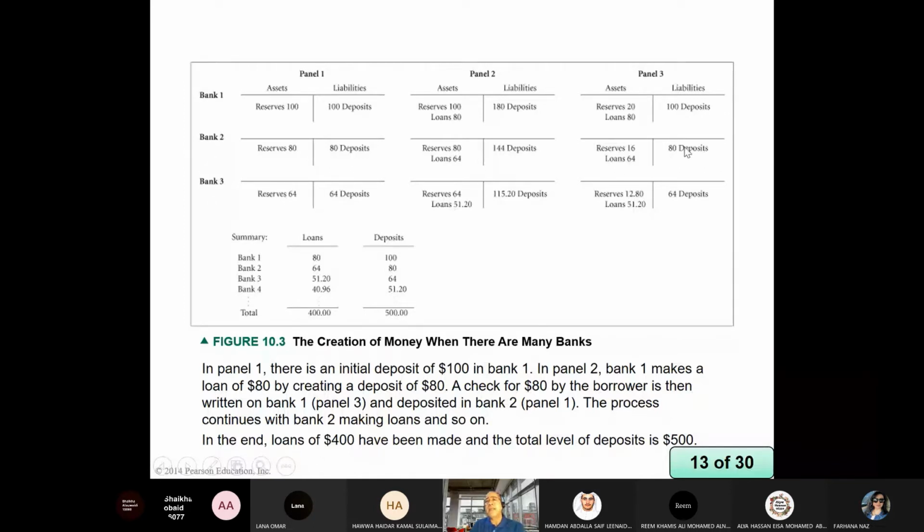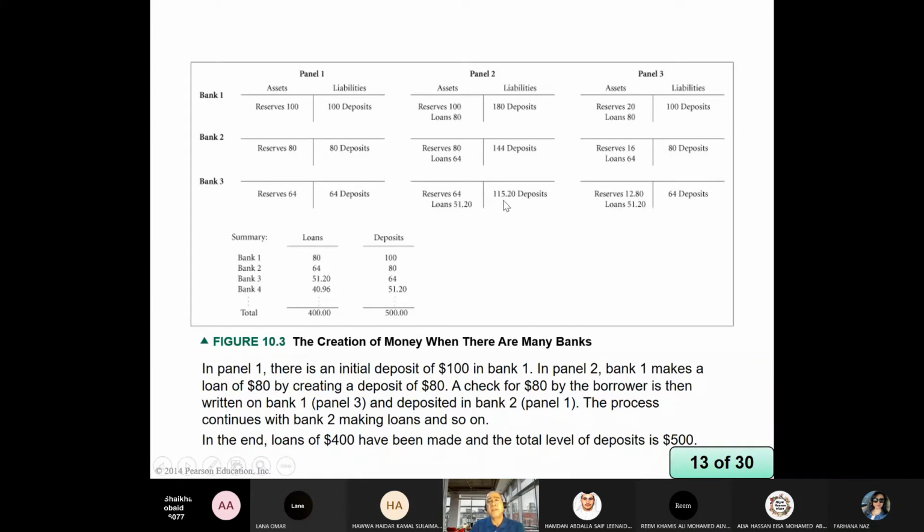Lana deposits 80 dirhams. Bank 2 kept 20% of 80 as a reserve and gave a loan to Farhana. Farhana has an account in a third commercial bank. She deposits 64 dirhams. So the bank has a reserve of 64. Then 64 times 0.8 equals 51.2. So the bank gave a loan to Hawa.